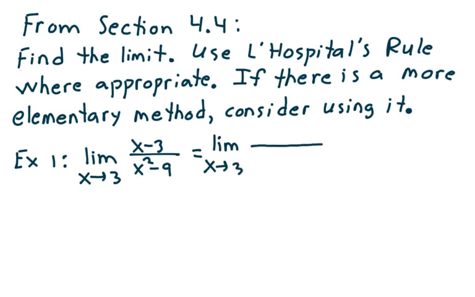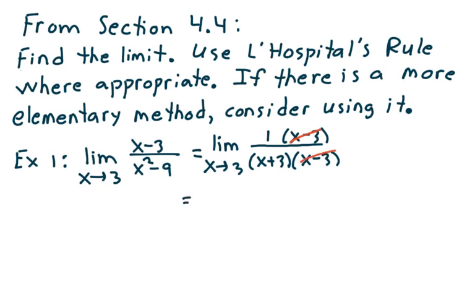Now, the denominator is a difference of squares, so we can factor it as x plus 3 times x minus 3. The numerator can be factored as 1 times x minus 3. The reason I do that is so I can force you to see x minus 3 is in the numerator as a factor. And then I'm going to cancel the x minus 3's.